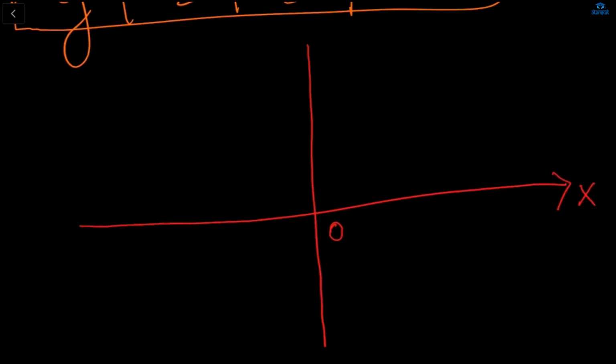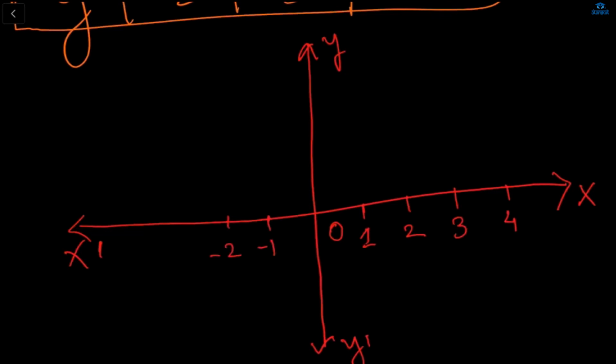So it is x dash, y dash. Okay. Now 1, 2, 3, 4. Minus 1, minus 2, minus 3, minus 4. Okay. 1, 2, 3, 4. Minus 1, minus 2, minus 3, minus 4. Okay. Now I'm going to plot the points with a different color.